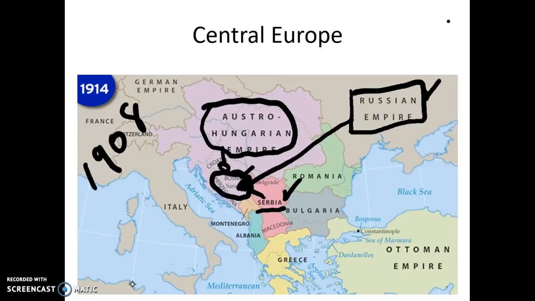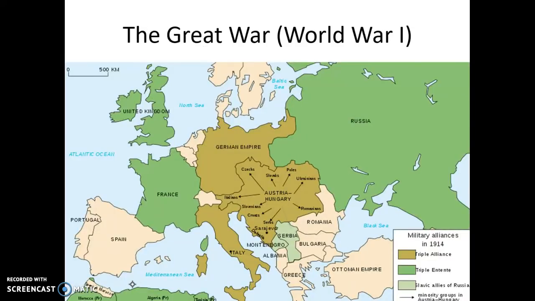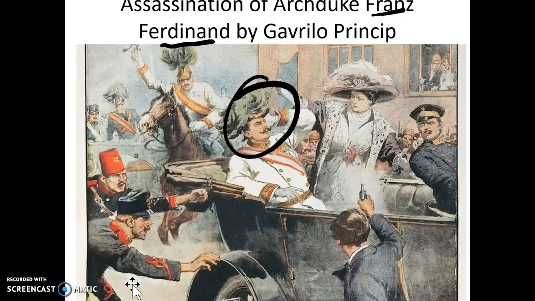The heir to the throne of the Austro-Hungarian Empire, his name was Franz Ferdinand, which is that guy right here and this guy right here. Now, he decides to take a trip down to Sarajevo, which was the capital at that point of Bosnia. When he's down there, there's a Serbian nationalist, a 19-year-old individual whose name is Gavrilo Princip.